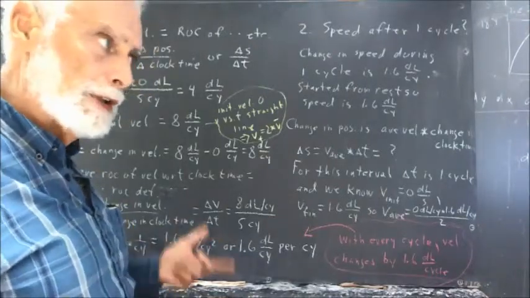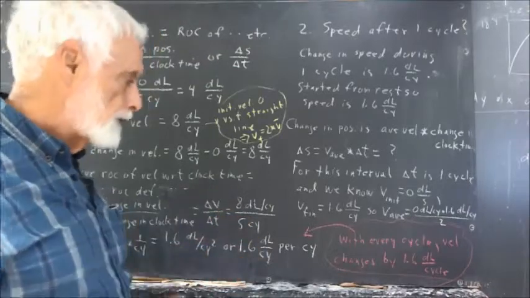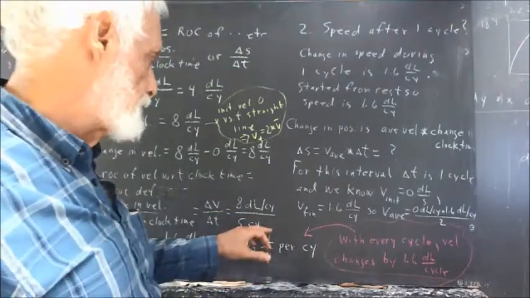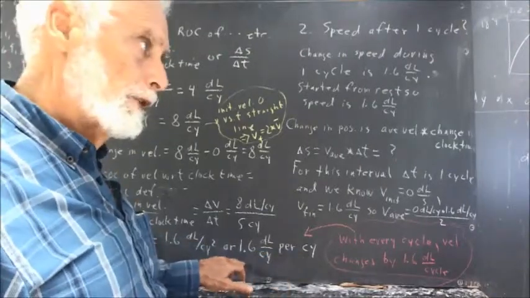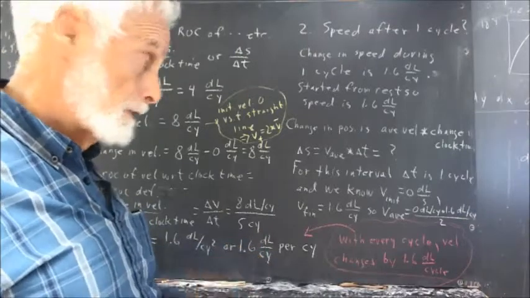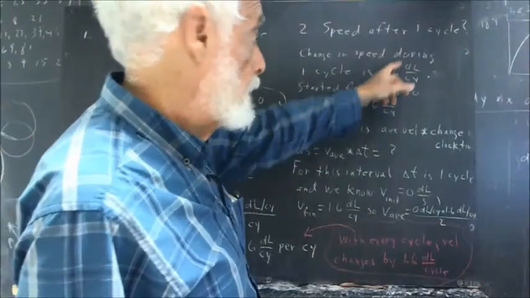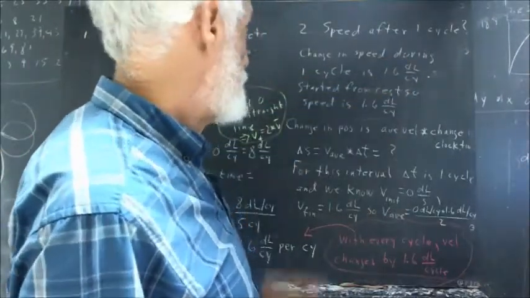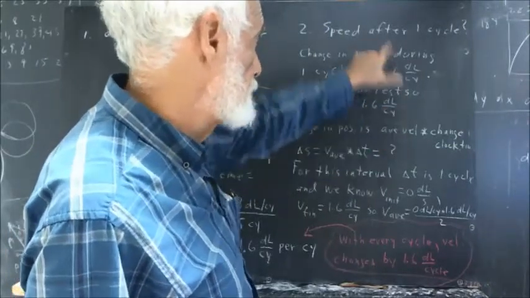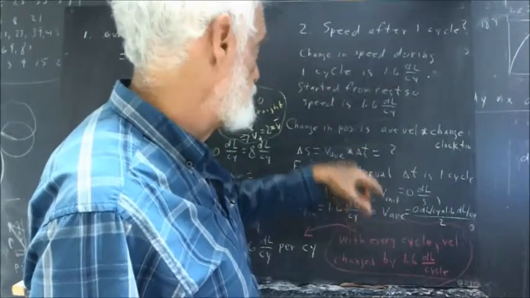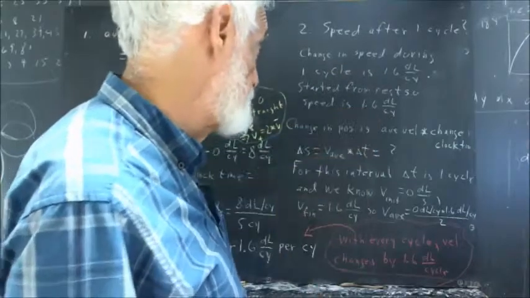Well, we started at 0, okay? And you should be thinking through this. Pause and think through. We started at 0 and changed at 1.6 nominal lengths per cycle. That means every cycle our speed increased by 1.6 nominal lengths per cycle. So after one cycle, it's going to be going 1.6 nominal lengths per cycle. It started from rest, so the speed is 1.6 nominal lengths per cycle. The change in speed is 1.6 nominal lengths per cycle. Started from 0, so that will be its speed. The change in speed will be the speed.